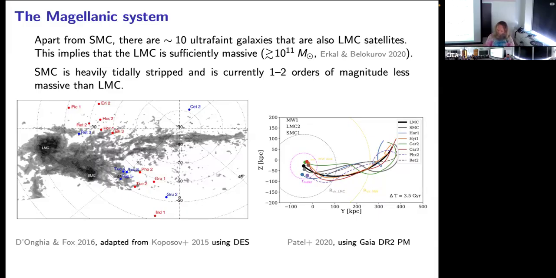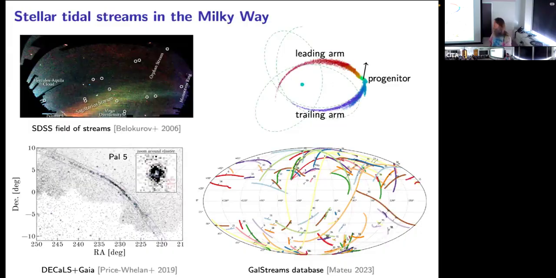So there are smaller satellites of the LMC, but they are much, much smaller than the SMC itself. And the SMC is also heavily tidally perturbed by this stream, and currently is at least 10, probably 100 times smaller than the LMC itself. I will return to the question of the satellites towards the end. And in the remaining minutes, I will discuss the effect of the LMC on the Milky Way system in various aspects. And I'll start with the effect on the tidal streams.